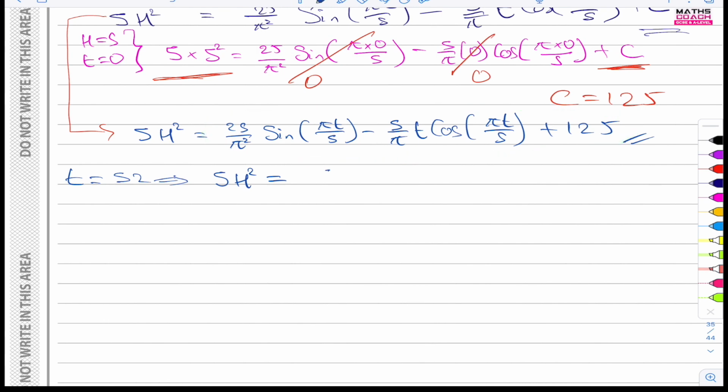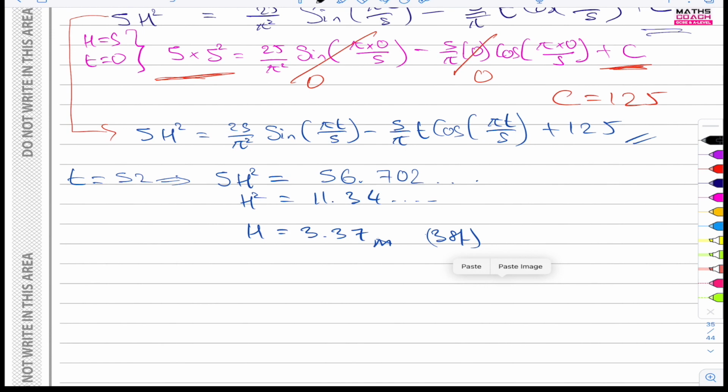All right, so we get 56.702 dot dot dot. So divided by 5, we get 11.34, and then square root, h equals 3.37 to 3 significant figures. So that's in meters. Right, let's check the answer for this. In the back of the book, the answer wasn't 3.37.